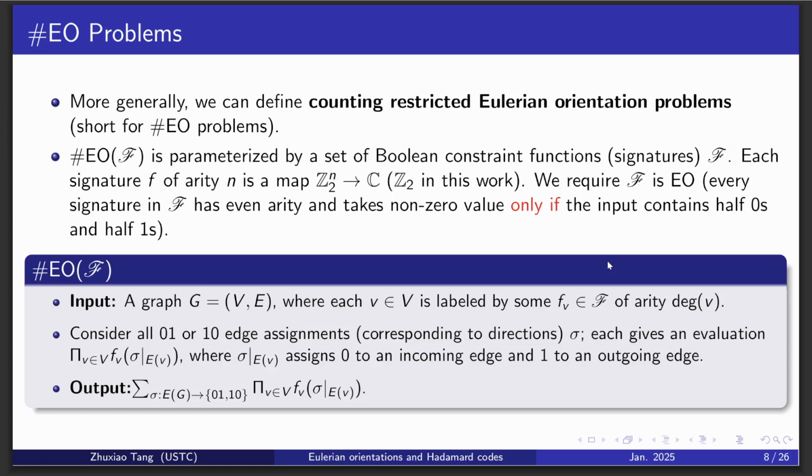And we want to count the number of all possible valid assignments sigma. So the output is in the form of a sum of products. The summation is over all possible direction assignments of edges, and such an assignment is valid if it satisfies all the constraints in F. So we have a product of all the constraint functions at v.